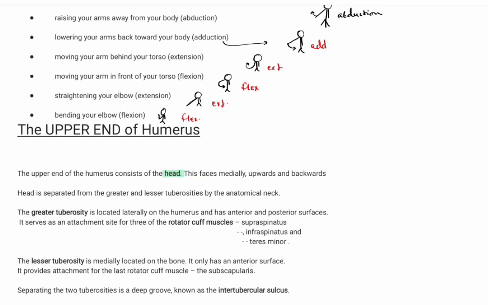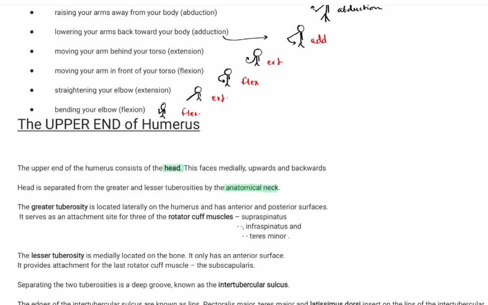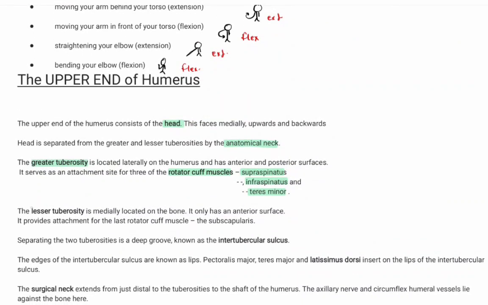The upper end of the humerus consists of the head. This faces medially, upward and backward. The head is separated from the greater and lesser tuberosities by the anatomical neck. I will explain through the diagram what the head is, where the anatomical neck is, and where the rotator cuff muscles, that is supraspinatus, infraspinatus, teres minor and the subscapularis, all get attached. I'll show you through a diagram.